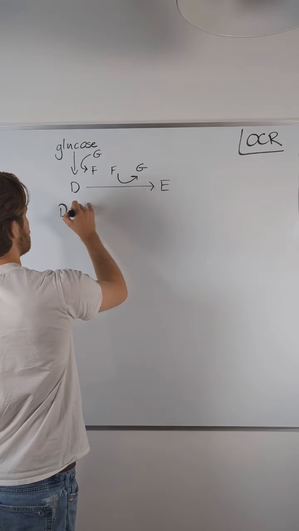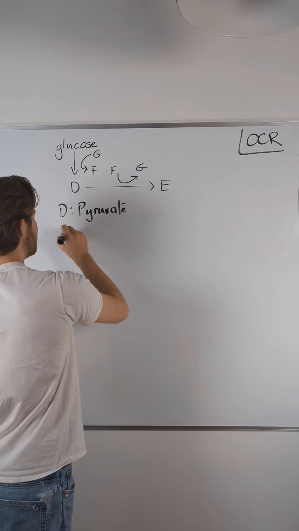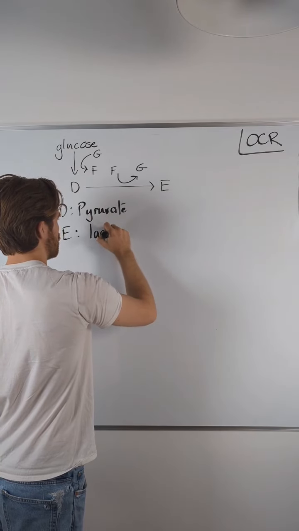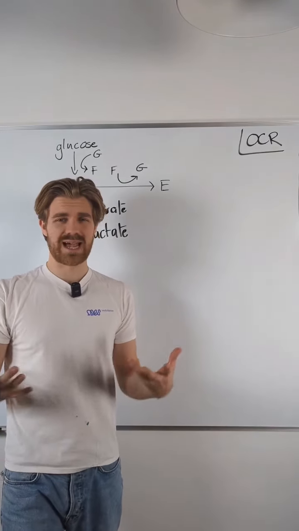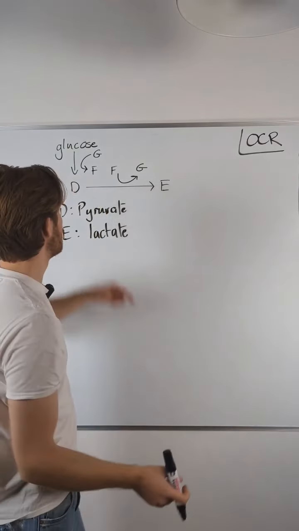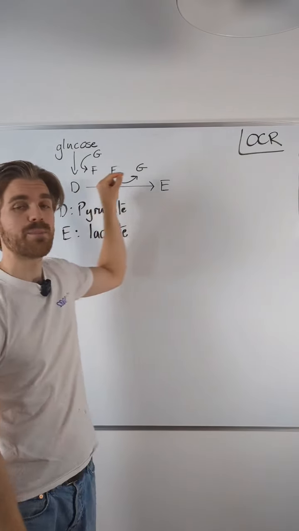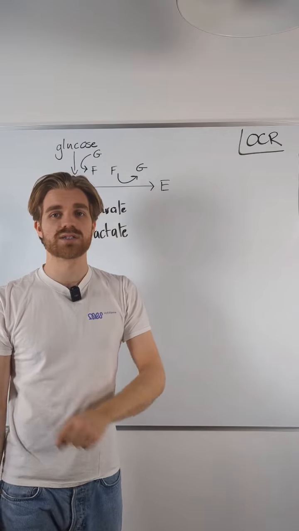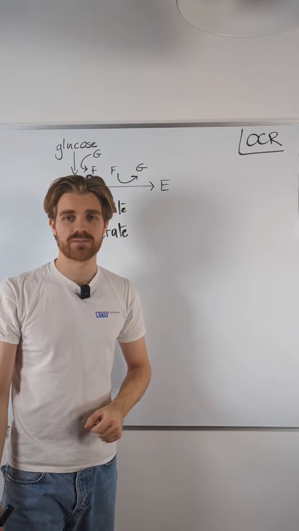D is pyruvate, and E is going to be lactate. From the question, we are told the context that it's anaerobic respiration, but we could spot that anyway. We could spot that G is being turned into F, and then F is being turned back into G in that second step. And that's the important part of the lactate fermentation that is taking place in anaerobic respiration.